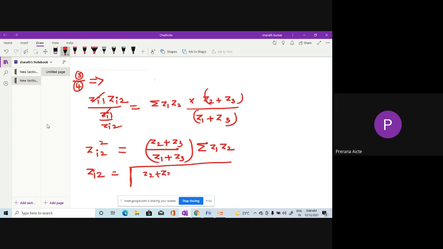Z2 plus Z3 divided by Z1 plus Z3 summation Z1 Z2. Very important relations you need to catch. So when we get the question in the GATE examination, find the image impedance of the two-port network at port 2 when a load is connected at port 1, then you have to go for this one.